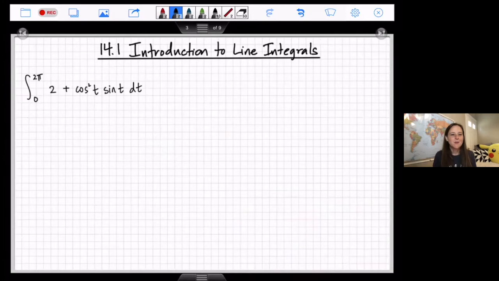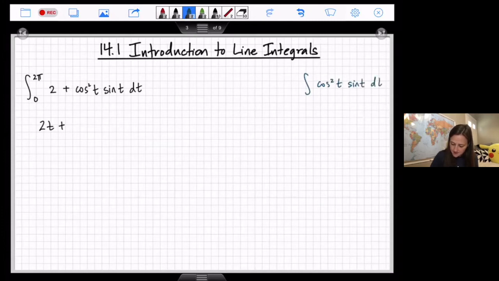So here's where I was at the bottom of the last slide. I've got two things to integrate here. I've got a 2. That's really easy to integrate. That's just 2t. But then I've got this integral of cosine squared times sine. I'm going to have to handle that with a little u substitution. So I'm going to come over to my scratch work and work that part of the antiderivative. So I've got cosine squared t sine t dt. I'm going to let u equal cosine t. And then du can be negative sine t dt. And then I've got everything I need.